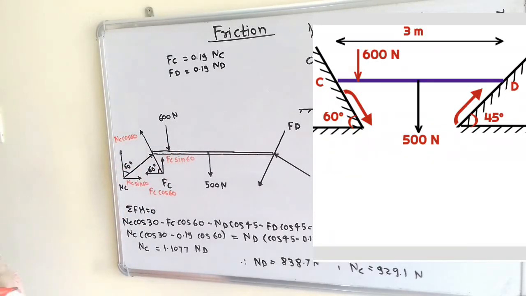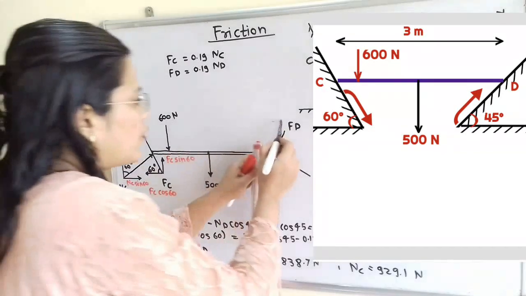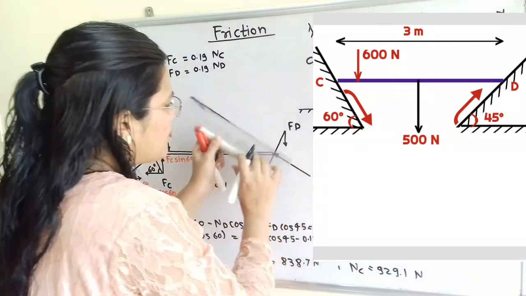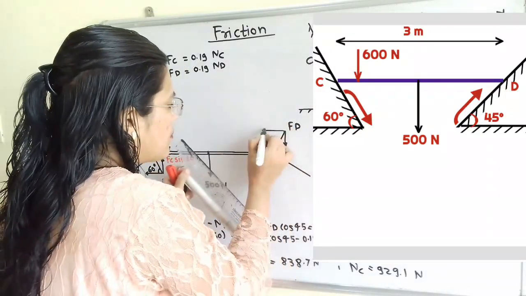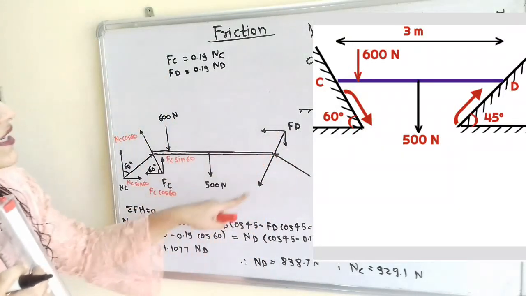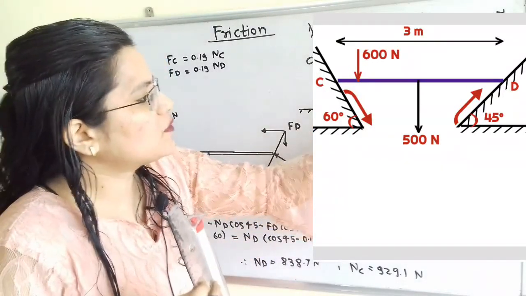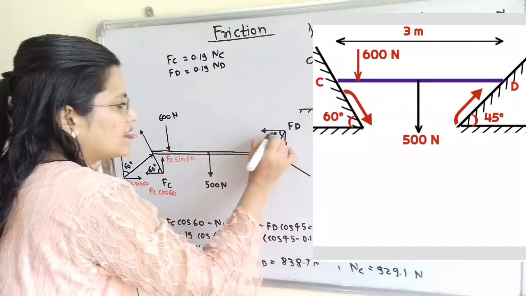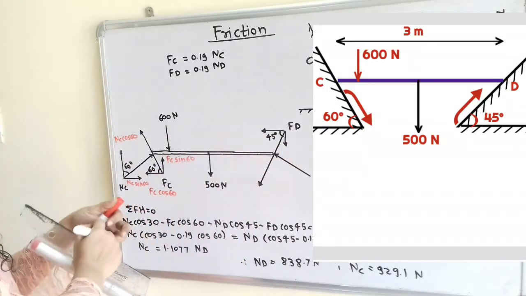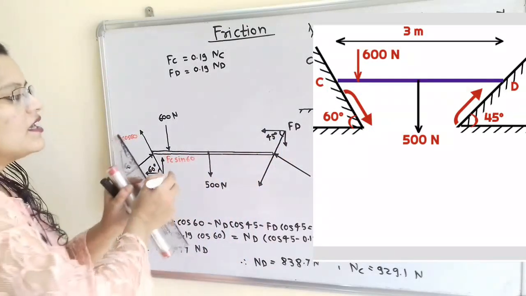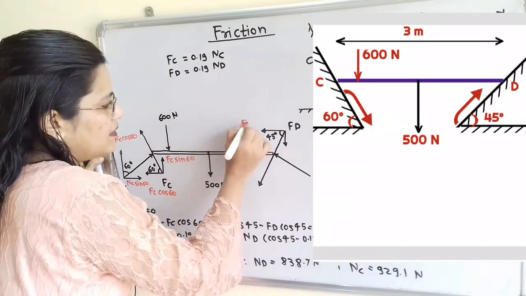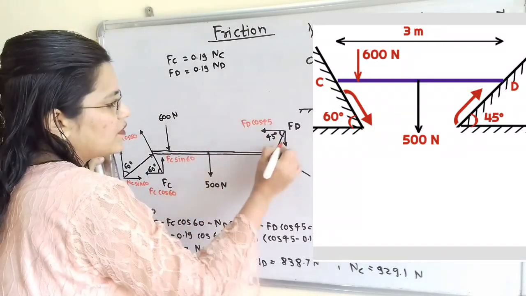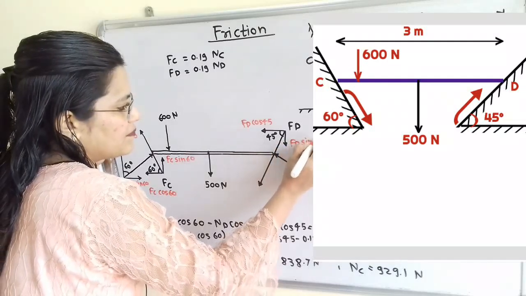Now we will move to the next, FD as well as ND. Again we will resolve these into vertical as well as horizontal components. For FD I will resolve the vertical component and here is the horizontal component. Now this FD is parallel to the inclined surface, and with the horizontal line the angle is 45 degrees. So here the same angle, 45 degrees. So how can we say this horizontal component? It is FD cos 45, and for vertical FD sin 45.